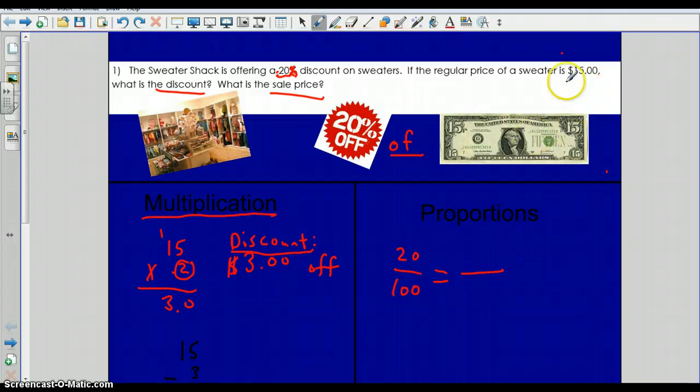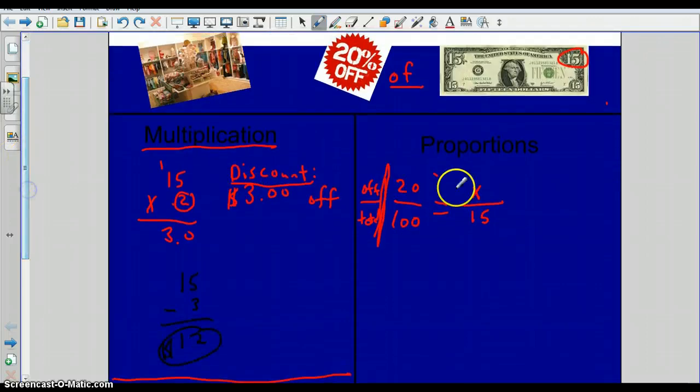Now this one's not so easy because the sweater's $15, not $100. So what we want to say, well, we have this much off of the total. I'm just going to draw a line so you can see that separation. Well, the total is not 100. The total is 15. So instead of 100, I'm going to say, well, how much would that be out of 15? So how much off out of $15? So 20 out of 100 equals how much out of 15?